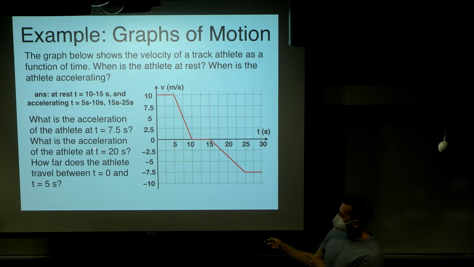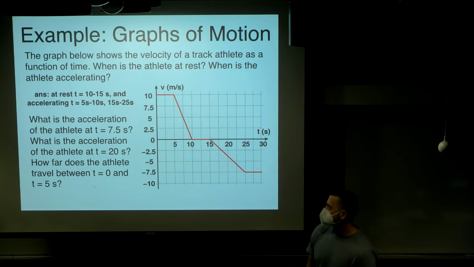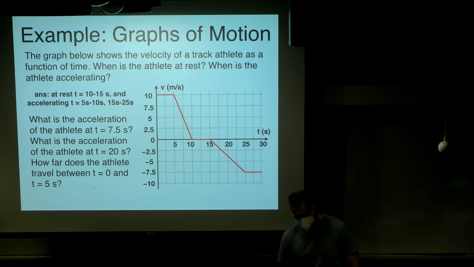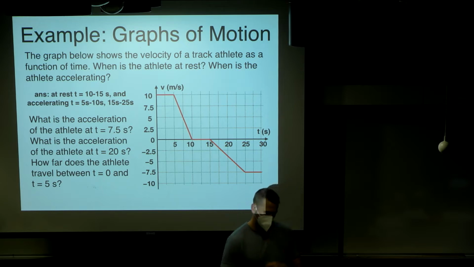So, okay, let's calculate a few things here. What is the acceleration of the athlete at t equals 7.5 seconds? And then also, what is the acceleration at t equals 20 seconds? Let's start with that, and then we'll get to this last question. So how should I go about looking at this graph and determining acceleration?